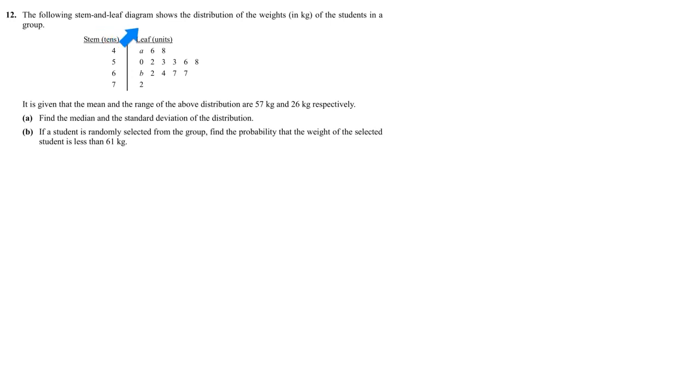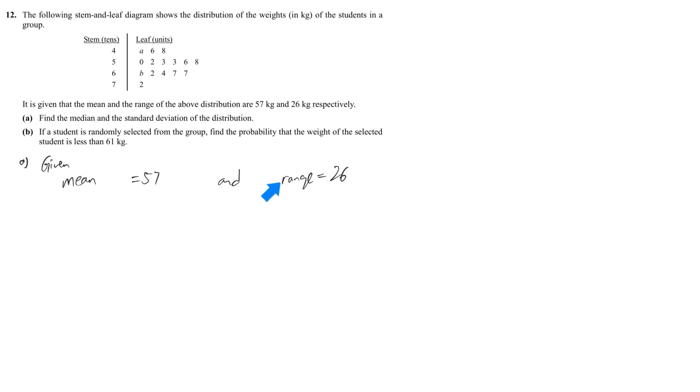In our stem and leaf diagram, the question gives that the mean is 57. At the same time, the range is 26. As a good habit, we should write down the given information first, and then we try to solve later. When we are going to evaluate the mean, we add all the numbers together, and then we divide by the total number.